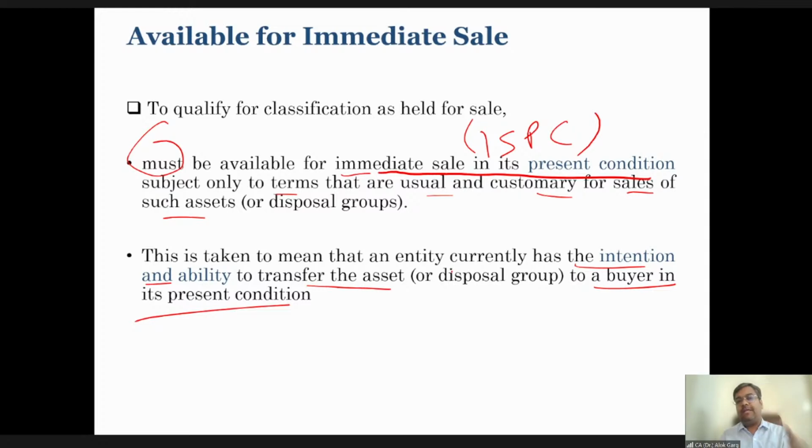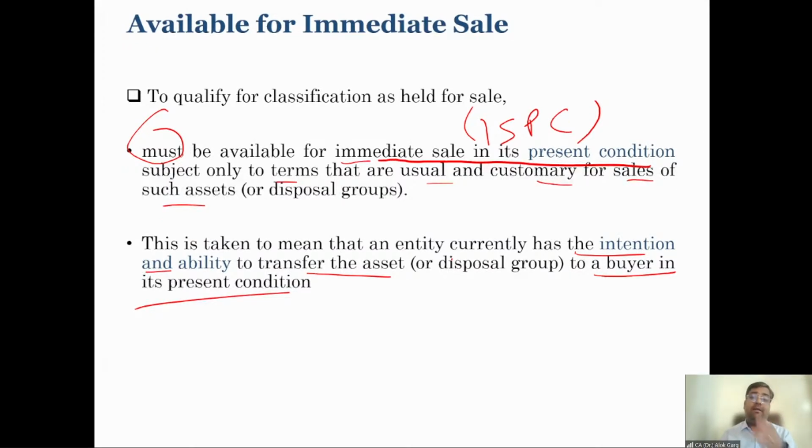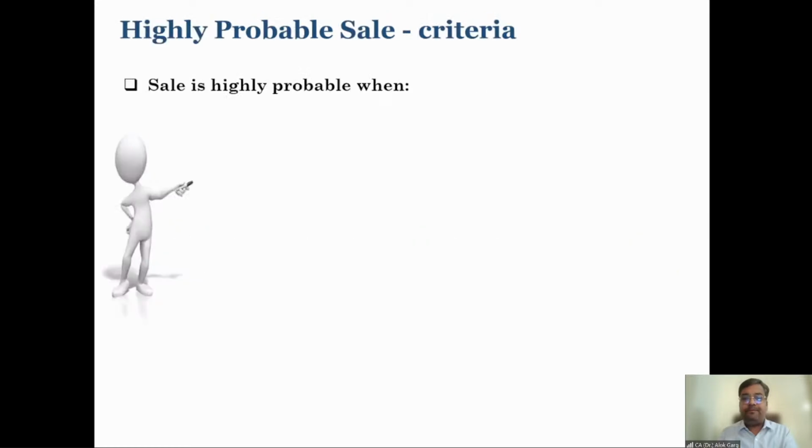So to qualify for classification as held for sale, it must be available for immediate sale in the present condition, subject only to the terms that are usual and customary for sale of such assets, right? For example, if I want to sell this building, I need to vacate the building, and the vacation time is normal, right? It will take 1 week, 15 days, or 10 days. So that is okay. Clear?